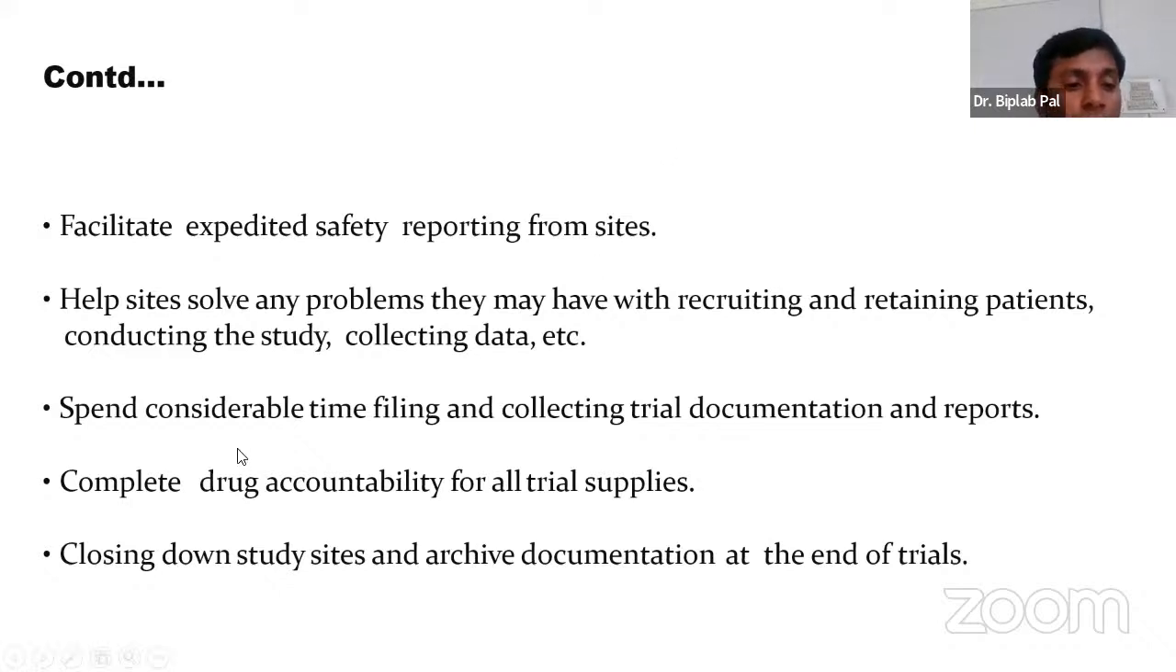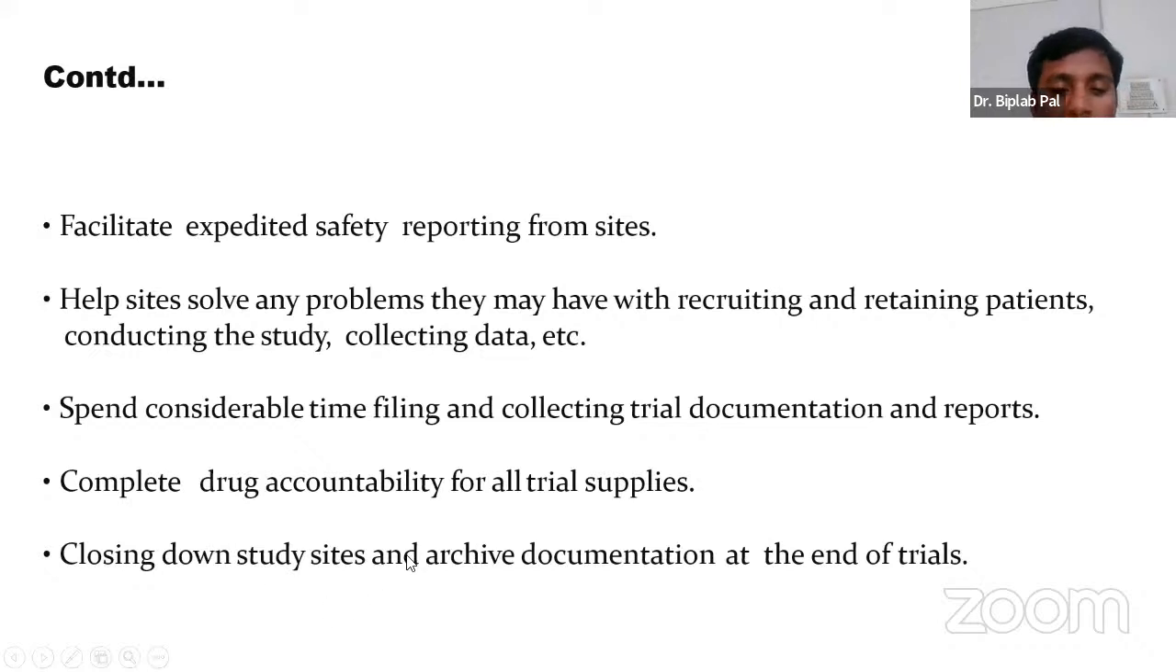Then the CRA spends considerable time filing and collecting data, clinical trial documentation and reports, and completing drug accountability for all trial supplies. What is the meaning of drug accountability? The CRA sends 10 packets of tablets to the site. The CRA will come and verify that out of 10 packets, 5 patients got 5 packets, and the remaining 5 are at the site. So it should not be stolen or go missing from the site. So drug accountability is how many patients received and how many are remaining. This drug accountability is the responsibility of the clinical trial site, and the CRA will verify it.